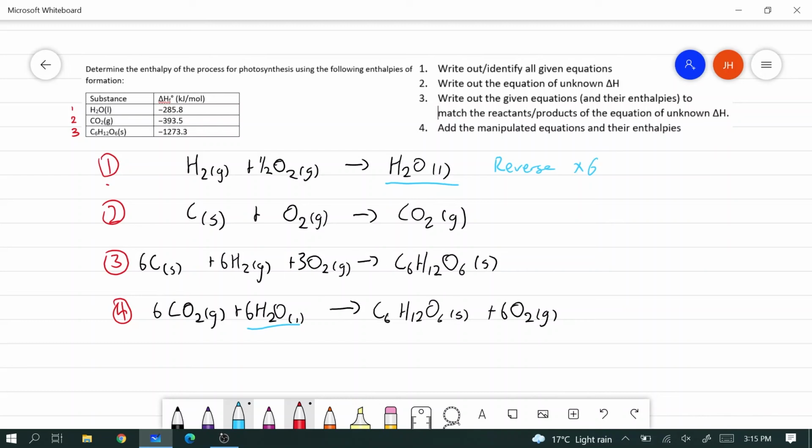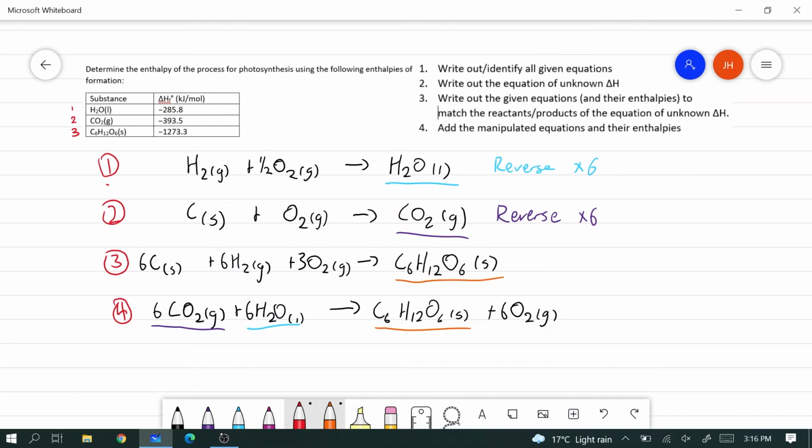Looking at equation 2, carbon dioxide is our product that we are forming, but carbon dioxide in our equation 4 again is on the opposite side. So that's going to mean that in a moment we're going to need to reverse the equation, and we're also going to have to multiply it by 6 for the same reasons that we're going to have to multiply equation 1 by 6.